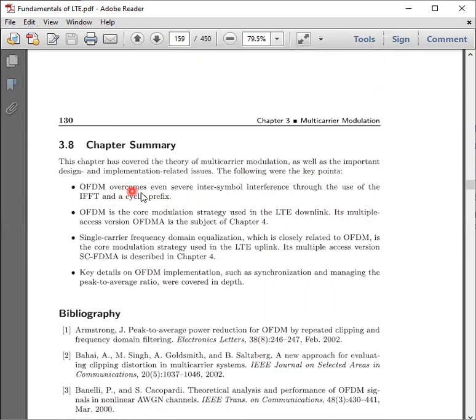OFDM overcomes even severe intersymbol interference through the use of IFFT and cyclic prefix. OFDM is the core modulation strategy used in LTE and its multiple access. As I told you, that's what we are going to discuss. SCFDE, which is closely related, is the core modulation strategy used in LTE uplink. And in the next topic, we will also be discussing SCFDMA, its multiple access version, which is also MIMO friendly. That's it in this particular video.